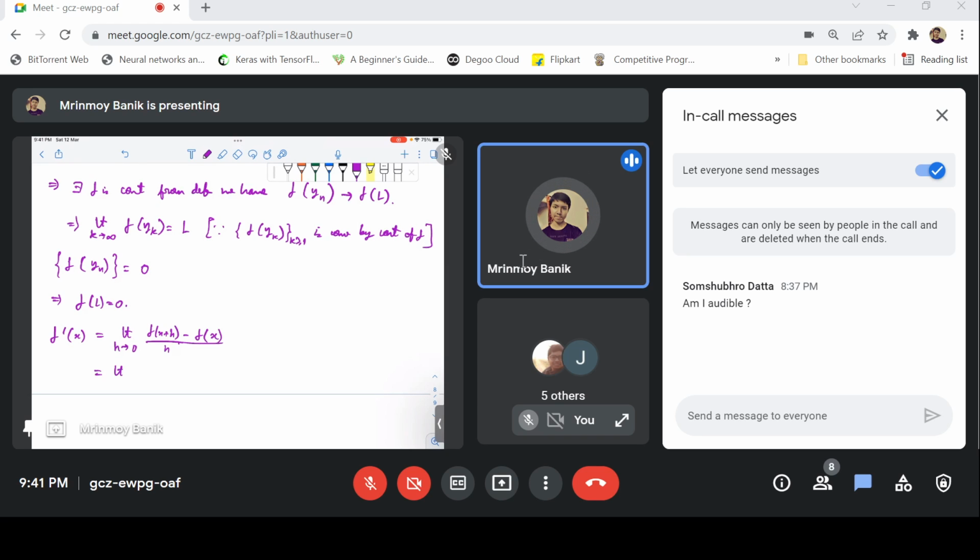Right, it can also be written as the limit as n tends to, or k tends to infinity, of the modulus of f of y_k minus f of L, over y_k minus L. Sorry, not y minus y_k, L minus y_k. Since h equals y_k minus L goes to 0 as k goes to infinity.